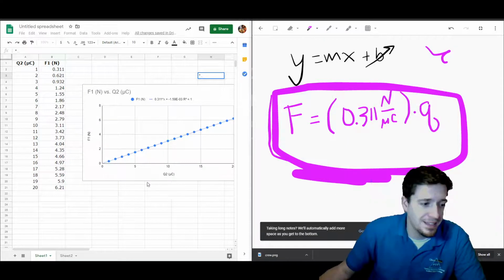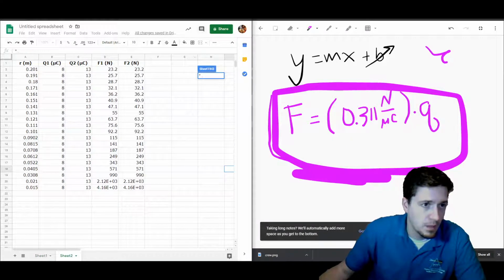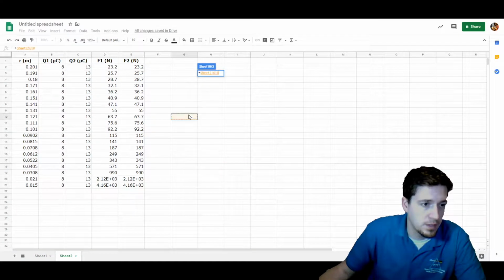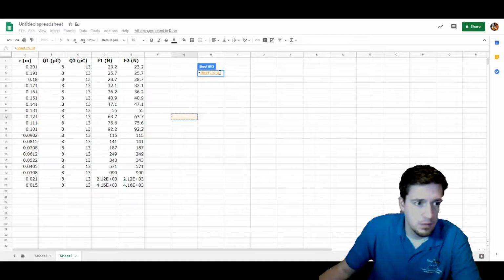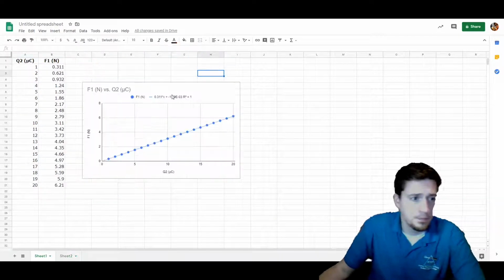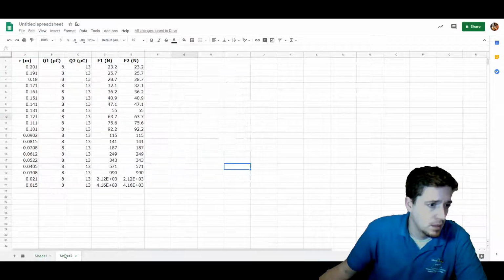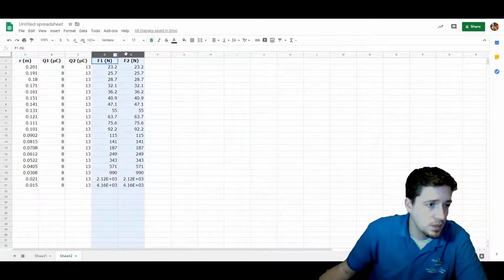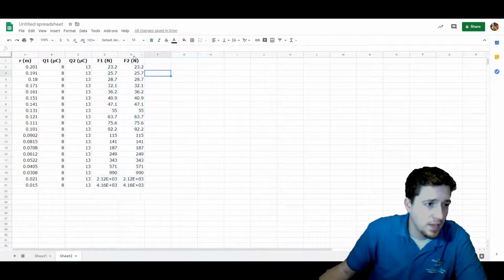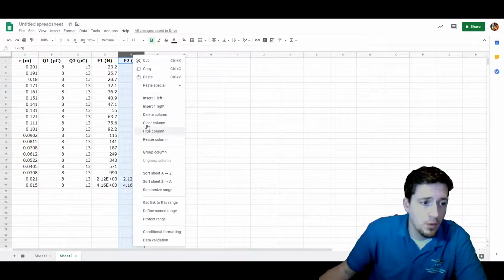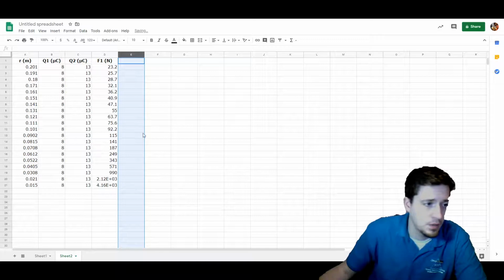Let's now head to the second graph, and I'm going to enlarge this now. With this one, I am going to delete that second force again. Notice again they are equal because of Newton's third law, so I can get rid of those.